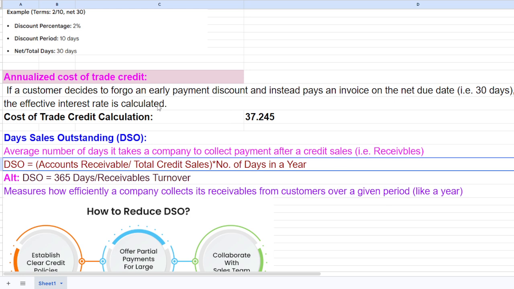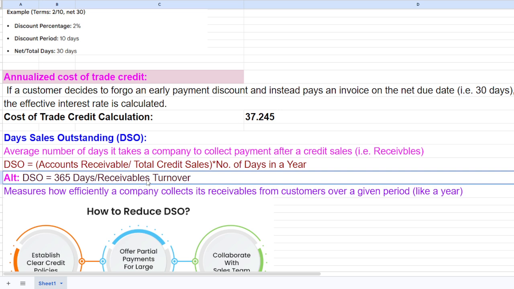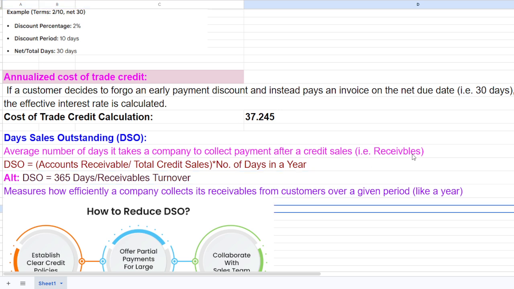In an alternative way, we can use DSO as the number of days in a year divided by the receivable turnover ratio. The receivable turnover ratio measures how efficiently a company collects its receivable from customers over a given period, like a year. Okay, now the point is that you have to understand this one.